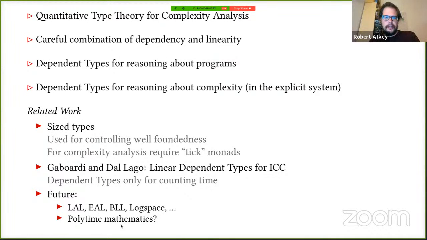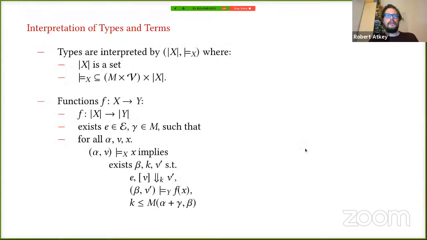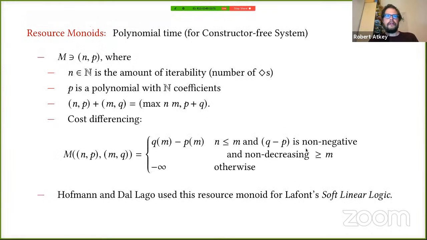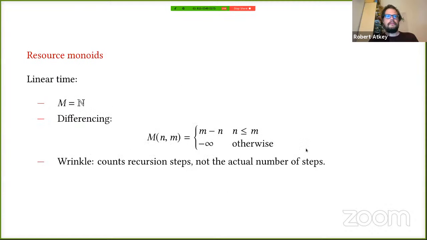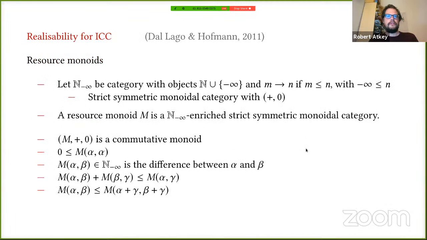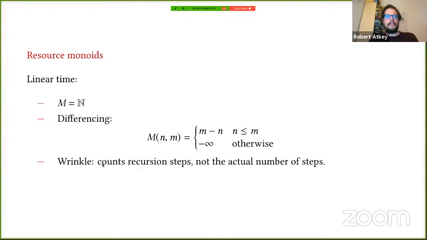So the question there from Mikhail: assuming we have an arbitrary monoid for some esoteric resource, can we just construct these resource monoids with some standard construction? I'm not sure. So this difference operation is quite subtle in that to get it to work, this point here about counting the recursion steps and not the actual number of steps.